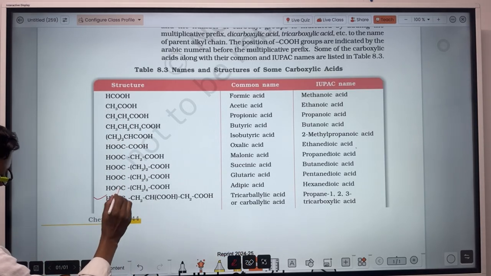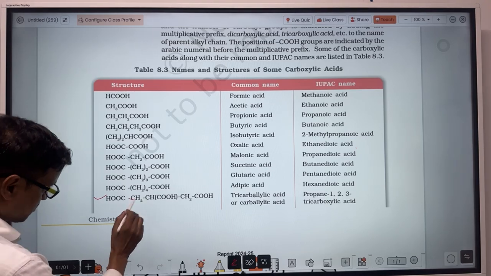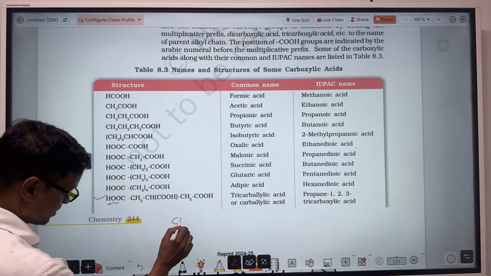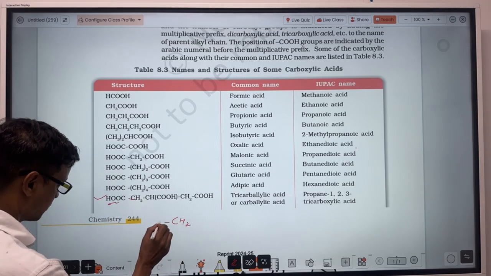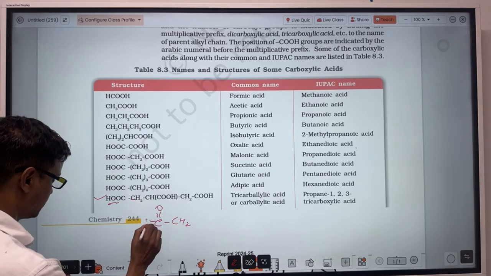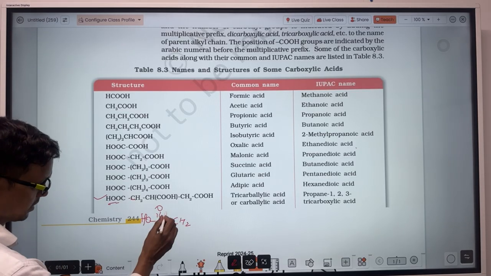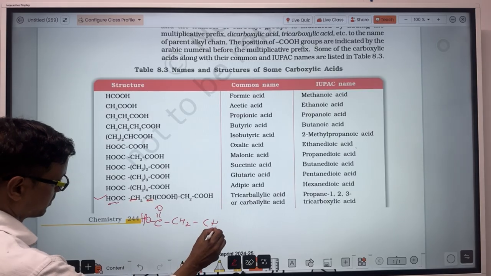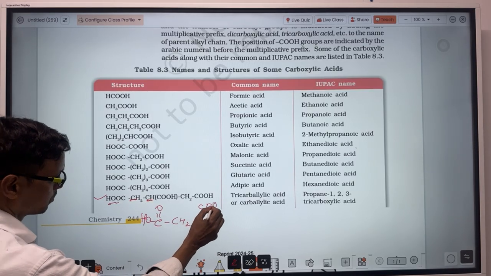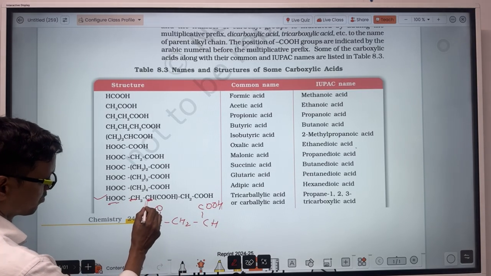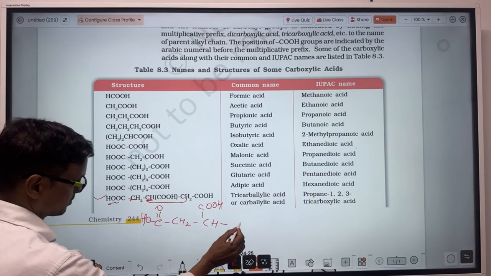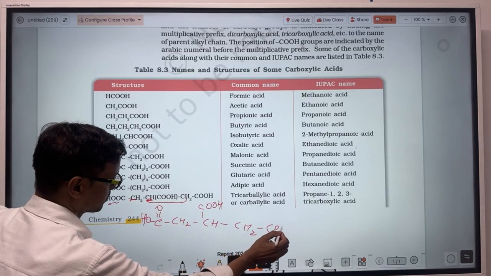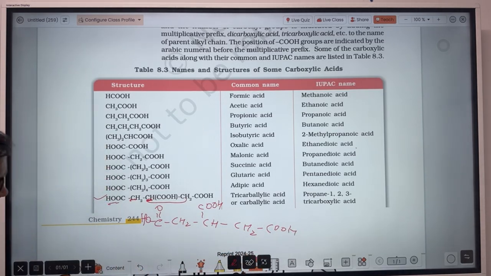Here, that is this compound. So here CH2 and COOH. There is CH2 and one COOH is bonded to this compound. Either in this form you may write it or directly that. And then this CH2 is bonded to this CH. So here CH, here COOH. Then it is bonded to this CH2. So here CH2 and it is also bonded to COOH.